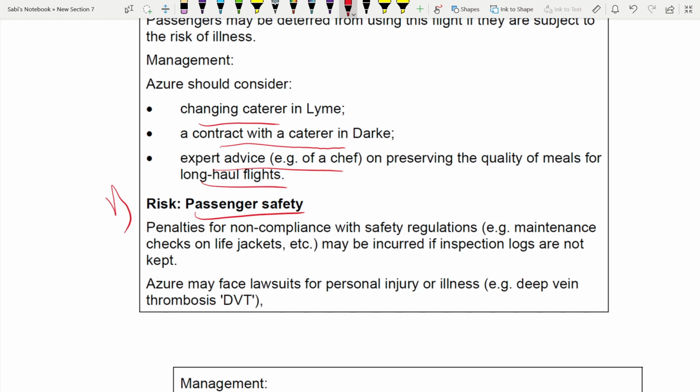Because if you do not comply with the safety regulations, like maintenance checks on the life jackets and all, you are going to incur inspection logs. Sorry, if inspection logs are not kept, you might even have to face lawsuit also, legal case and all, if there is any personal injury or illness to any of the passengers.